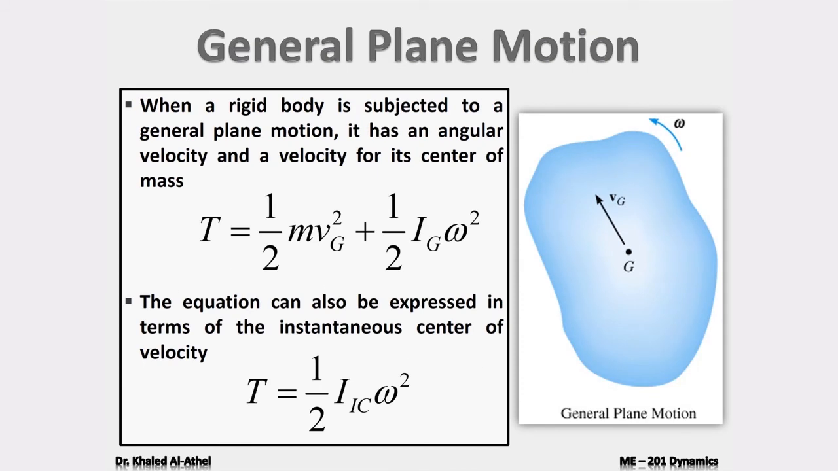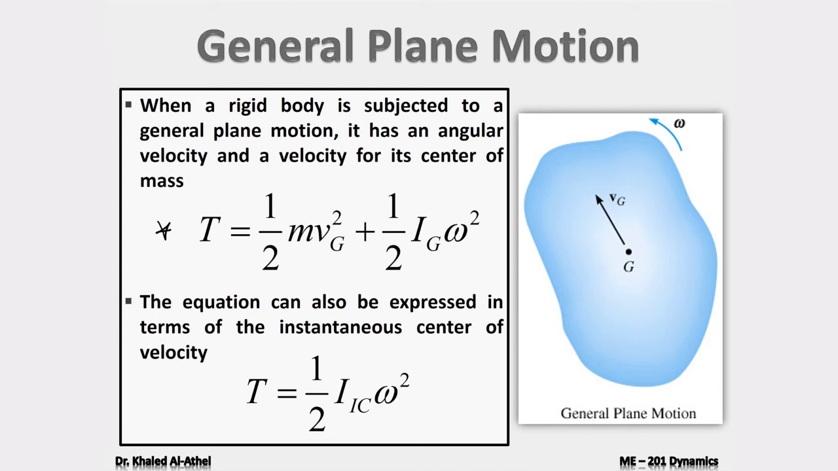The final case is when we have general plane motion, meaning that the object is moving with a certain velocity, and at the same time it has an angular velocity, and it's not fixed to rotate about a certain point. So the general expression is the same. Kinetic energy equals half m vg squared plus half Ig omega squared.